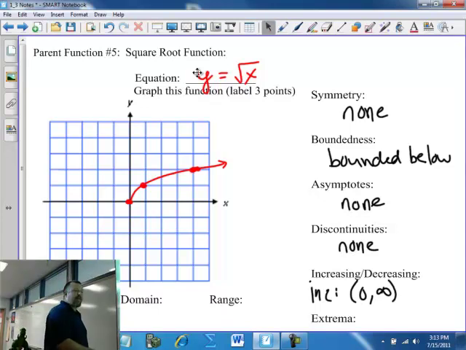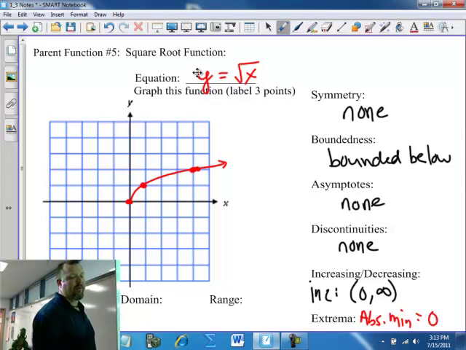Now, extrema. There is a lowest point here. It is the absolute minimum, y equals 0. And again, this point 0, 0 is the lowest point, but it is the y value that serves as the minimum, but it is the x values that serve for increasing and decreasing.